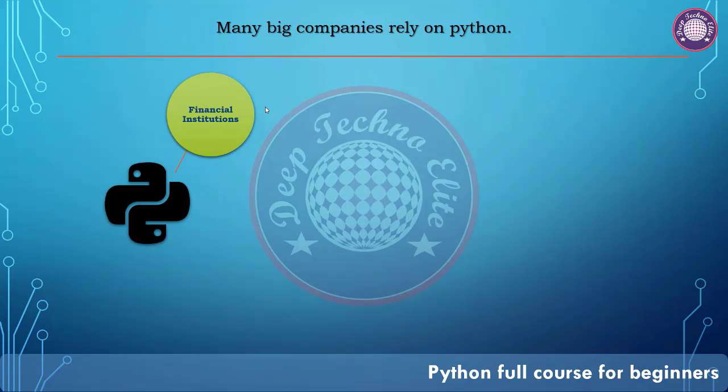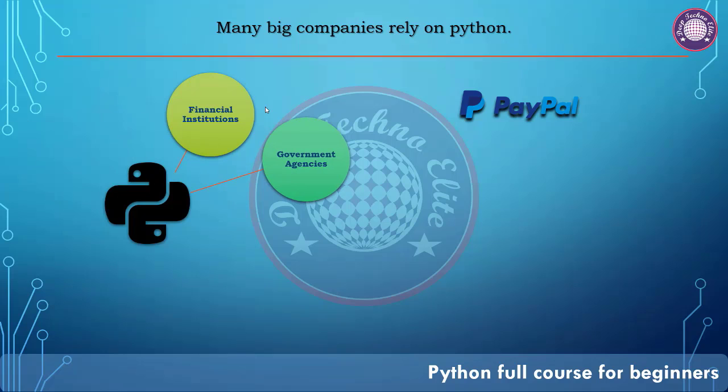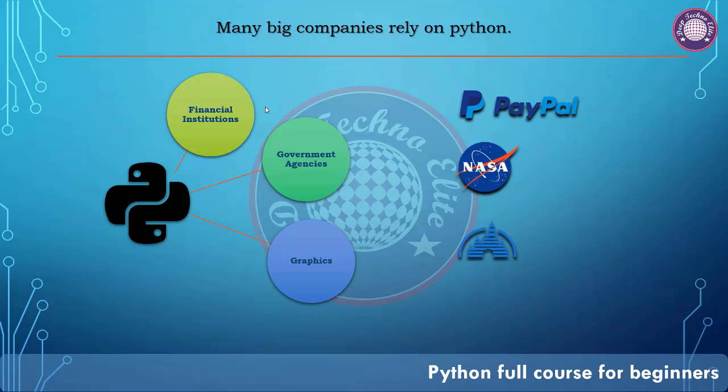Python is widely used across financial institutions. For example, Apple uses Python. Government agencies rely on Python, such as NASA, which uses Python extensively and open sources much of its software. In the graphics industry, Industrial Light and Magic uses Python in the production of their effects. Walt Disney Feature Animation is also using Python to add scriptability to their animation production system.